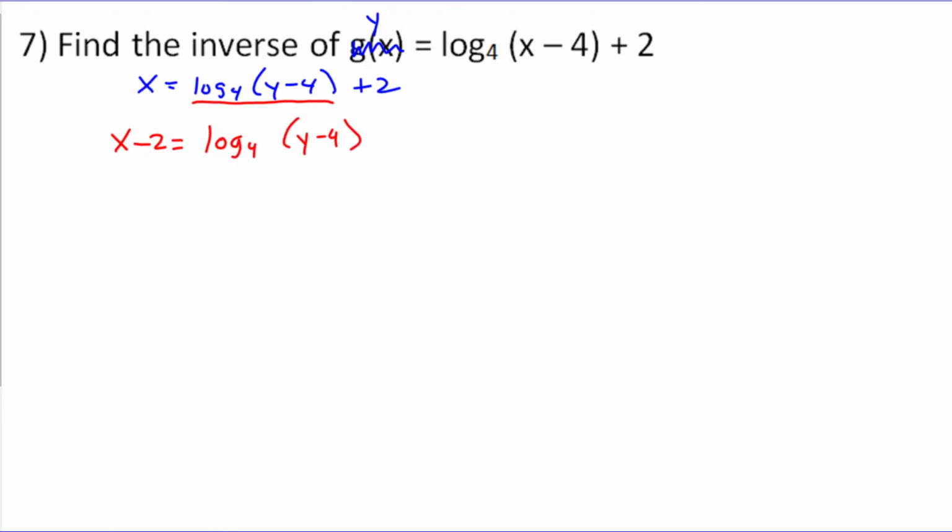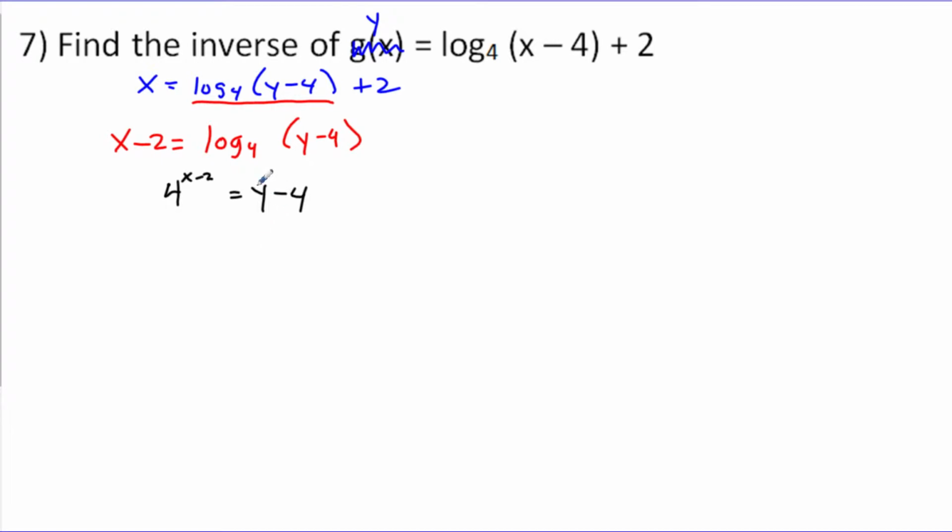And so now we have to figure out, how do I get this y out of its container? How do I make the log go away? The way that we do that is we just do a conversion to exponential form. So this is a base, this is an exponent, and this is what comes out. So I'm going to rewrite it in that exponential form, and this should say now 4 to the x minus 2 is equal to y minus 4.